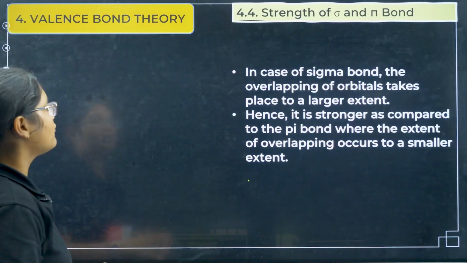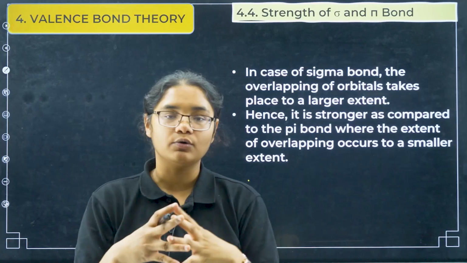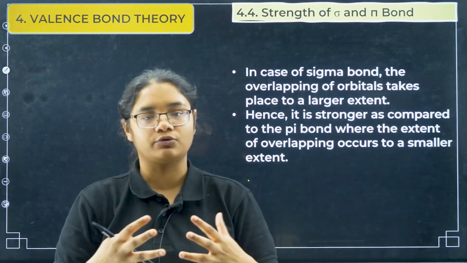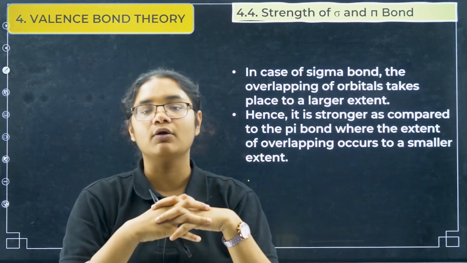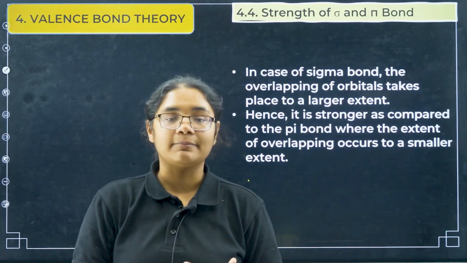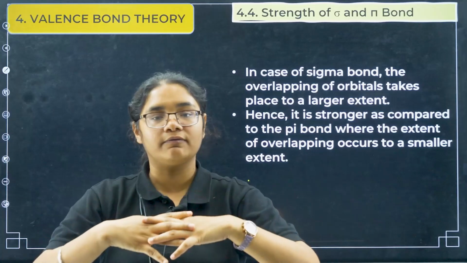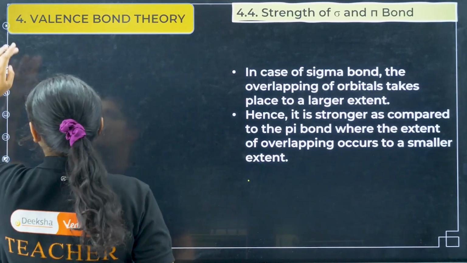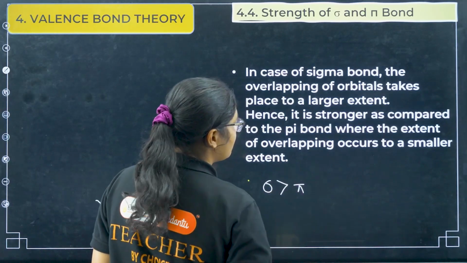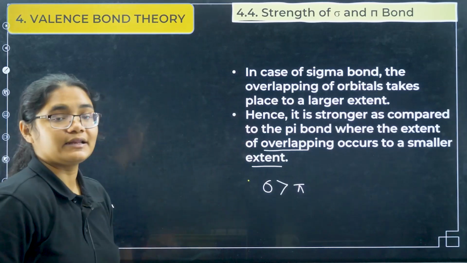Next, strength of a sigma bond and pi bond. Because in sigma bond there is direct head on collision, whereas in pi bond there is sidewise overlapping, the sigma bond will be stronger because there is greater extent of overlapping of the orbitals. Just now we studied, more is the extent of overlapping, stronger will be the bond. So you should remember that sigma bonds are stronger than pi bonds, because the extent of overlapping is smaller in pi bonds, whereas greater in sigma bonds.